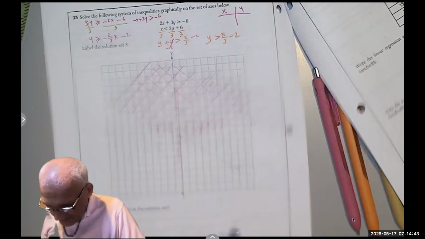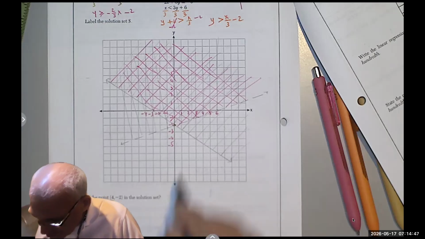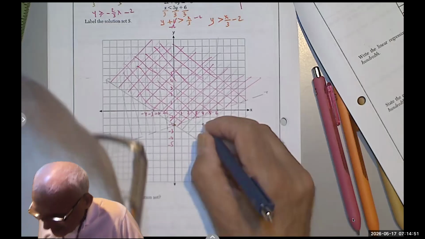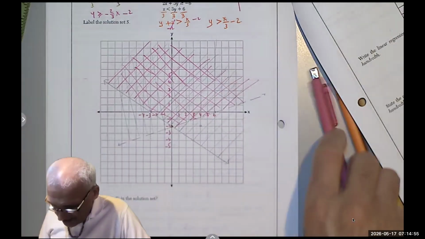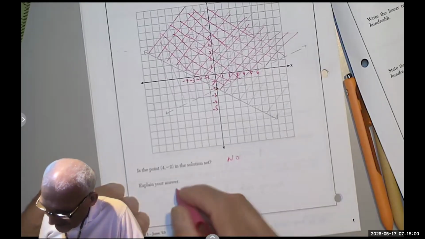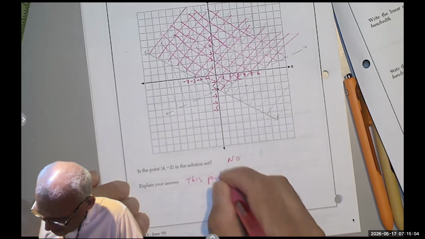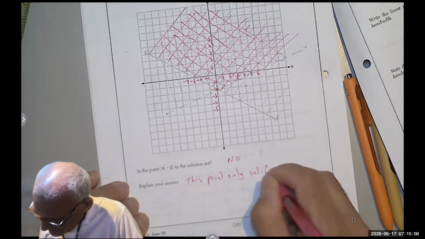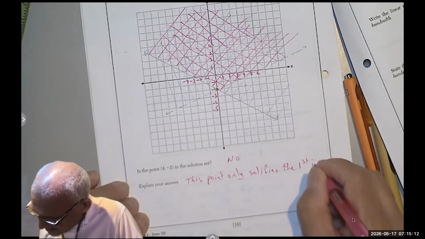Okay. Is the point 4 and negative 2 in the solution set? So if I go to 4 and negative 2, I come here. And this doesn't satisfy the second constraint. No. And then explain your answer. This point, I can say, only satisfies the first inequality.